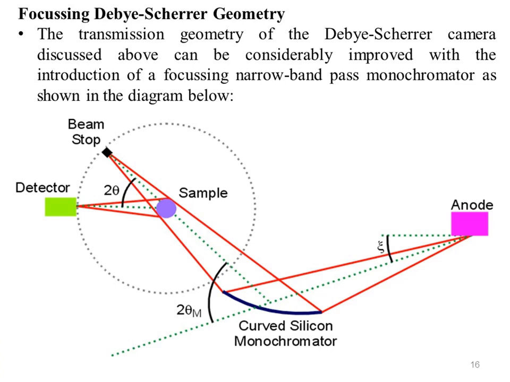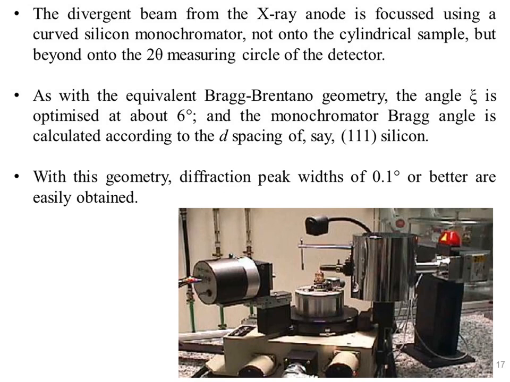The divergent beam from the X-ray anode is focused using a curved silicon monochromator, not onto the cylindrical sample but beyond, onto the 2θ measuring circle of the detector. As with the equivalent Bragg-Brentano geometry, the angle is optimized at about 6 degrees, and the monochromator Bragg angle is calculated according to the d-spacing of, say, 111 silicon. With this geometry, diffraction peak widths of 0.1 degree or better are easily obtained.